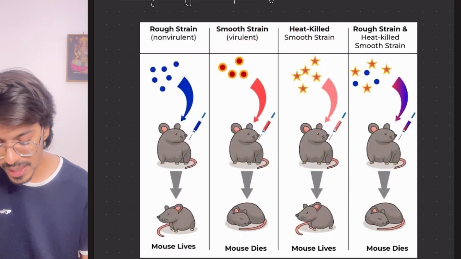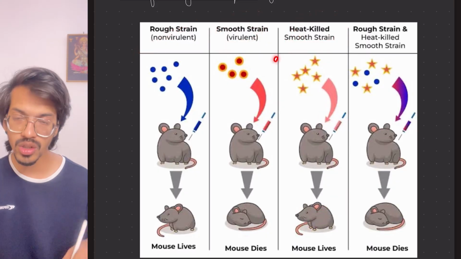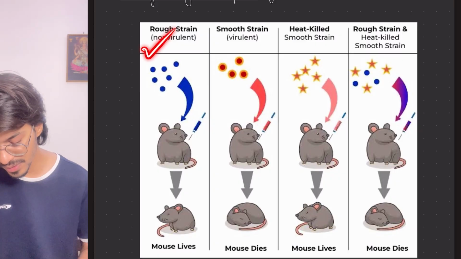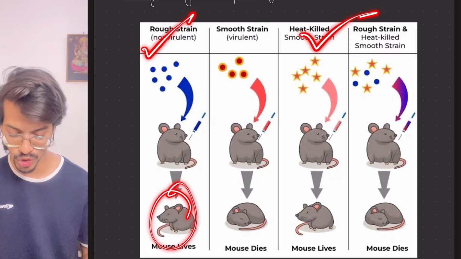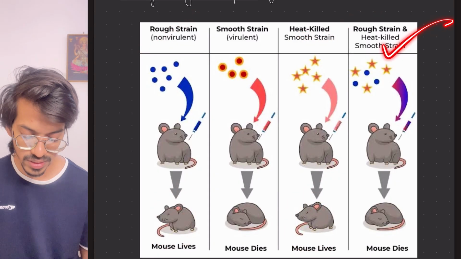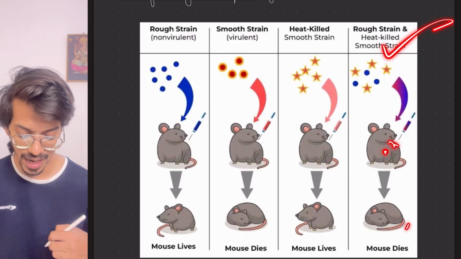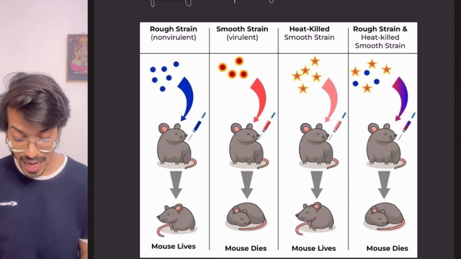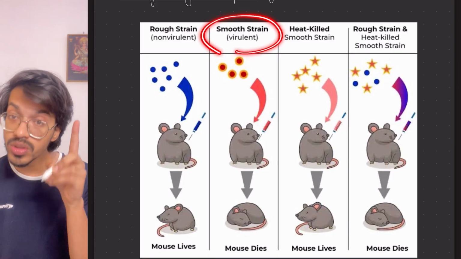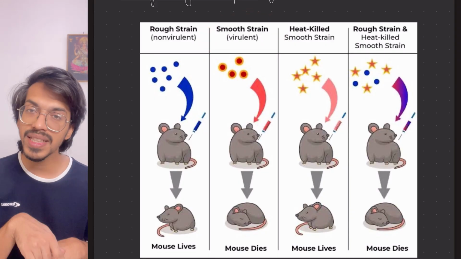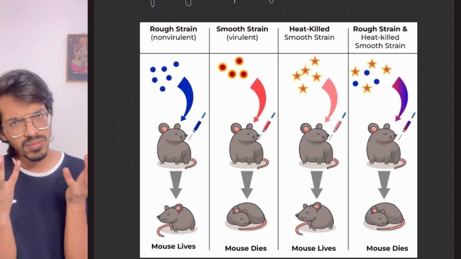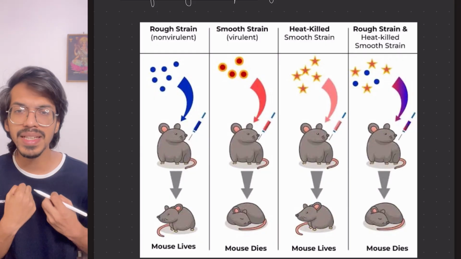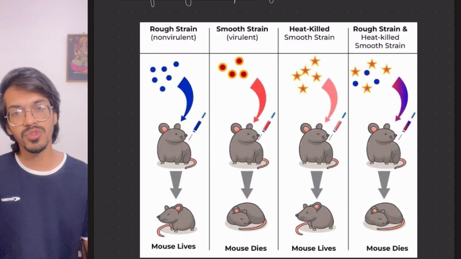Next, he gave the live R strain and the heat-killed S strain together. Normally in both cases individually, the mice should stay alive. But when both were given, the mice died. And when we took out the contents from the mice, we found that live smooth strain was present. So Griffith said that the R strain took up some of the material of the dead S strain and transformed itself.